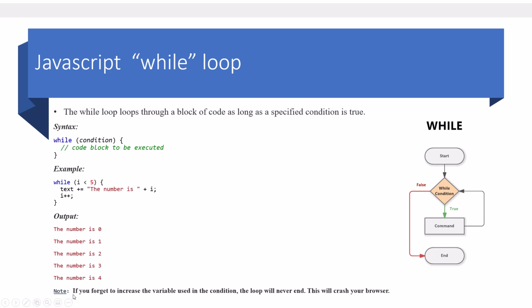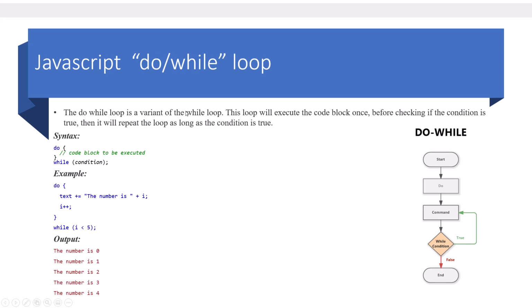So if you forget to increase the variable used in the condition, the loop will never end and it will crash your browser. So it is important to use the I plus plus, this increment, because if you don't use that, this value will be less than 5 always, and it will go into the infinite loop. This is the flowchart for the same: while start, while condition. If condition is true, it will execute these commands, and if not, it will come out of the while loop. So this is about the while loop in JavaScript.